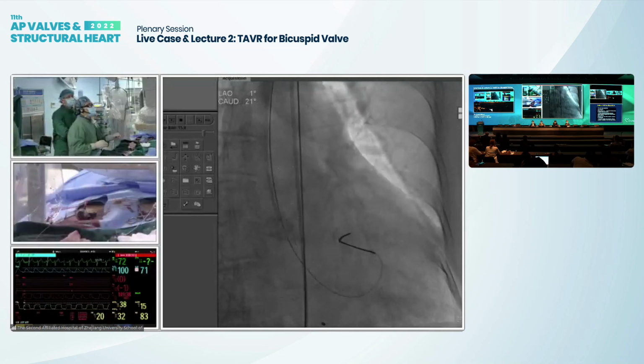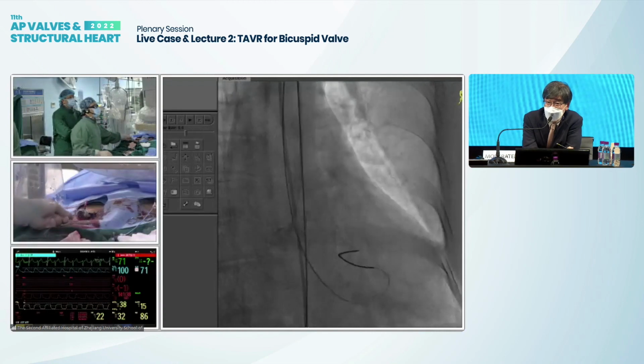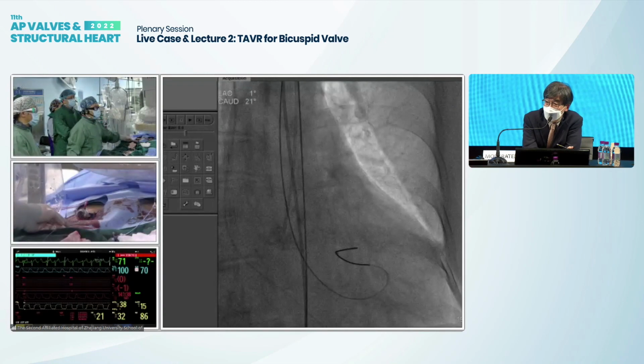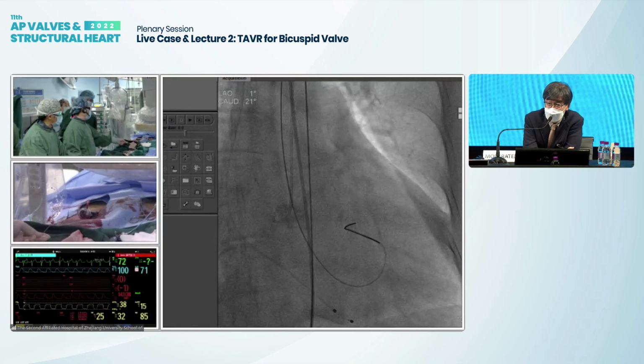Fortunately, the favorable hemodynamics might be due to the young age of the patient. If the patient's age is more than 80, this kind of situation may not be tolerated.